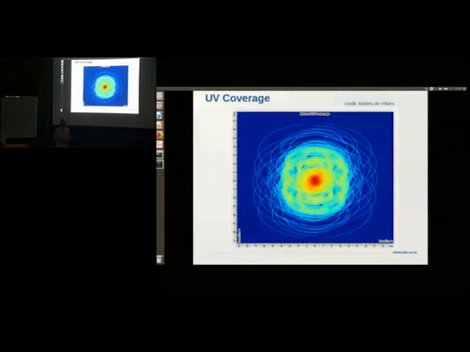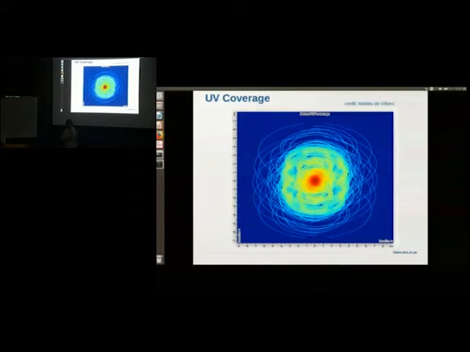So an interferometer like MeerKAT has a synthetic aperture, and this synthetic aperture is called UV coverage, so UV. The UV coverage is dependent on the number of antennas in the array, the configuration of the array, the frequency that you're observing at, the declination of the source, and the length of your observations.